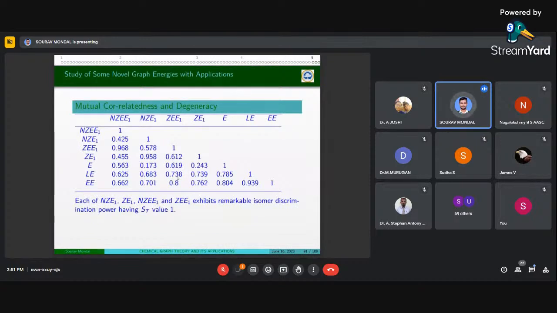This is a correlation matrix, and it yields that NJD1 is more distinct than JD1, which enriches the objective of including NJD1 in spectral graph theory. Also, the current energies and their Estrada indices outperform the already existing well-established indices in isomer discrimination.